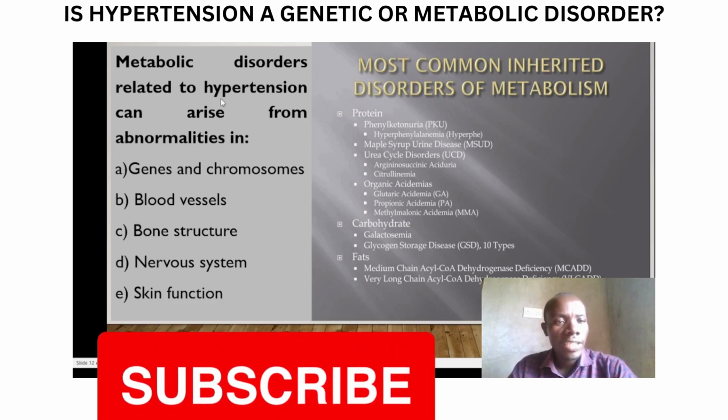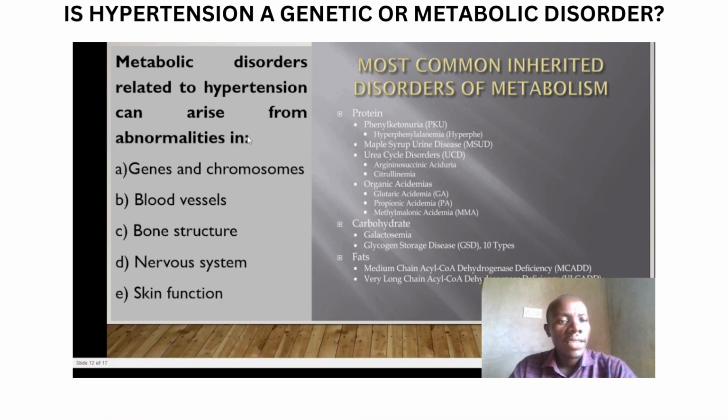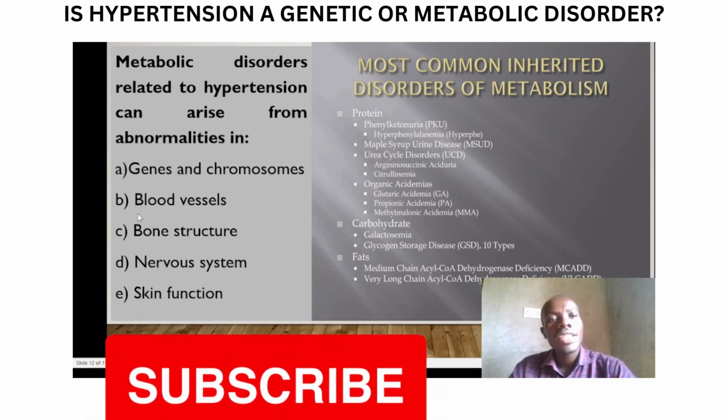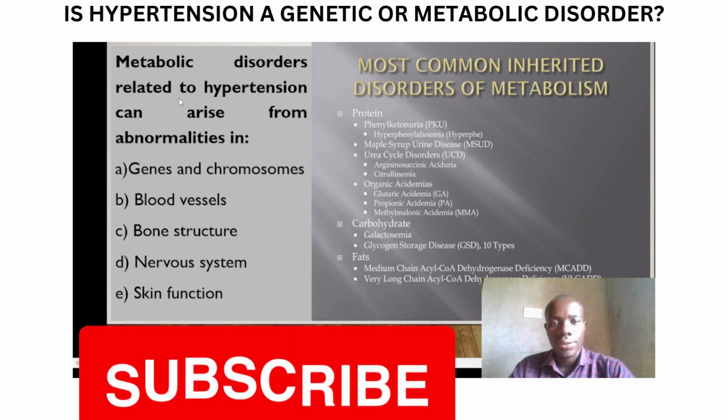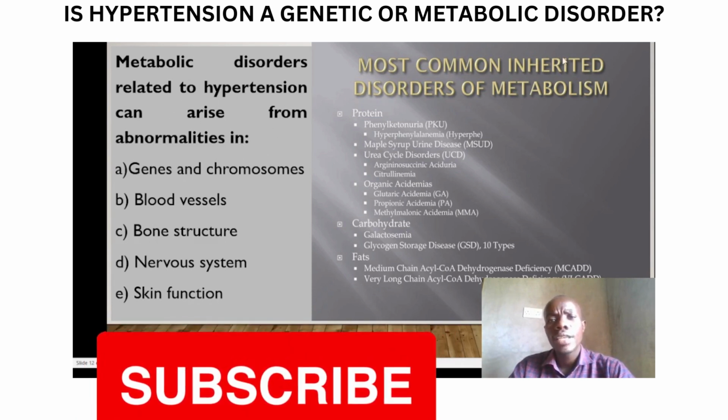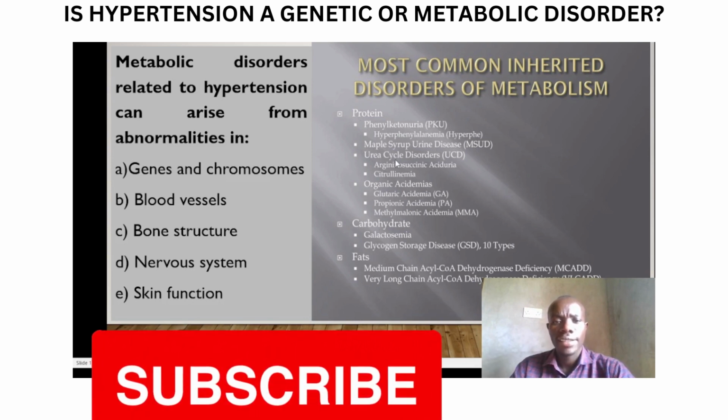Metabolic disorders related to hypertension can arise from which abnormalities? They arise in abnormalities in the blood vessels. Yeah, blood vessel dysfunction, endothelial dysfunction, and that contributes to hypertension. We have several metabolic disorders. Could be protein, carbohydrate, fats. Yeah, majority. The most common one being phenylketonuria.